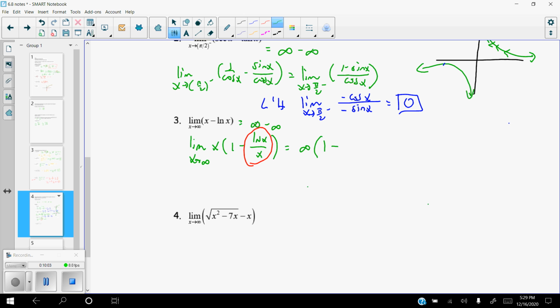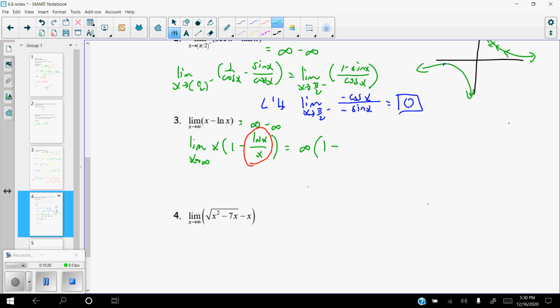1 is still 1. If I were to directly substitute infinity, yes, I would get infinity over infinity. But now's where you have to ask yourself about these growth rates. Because we're approaching infinity, does the natural log of x or x grow faster? And the answer to that question is x. Polynomials will grow faster than logs all the time.